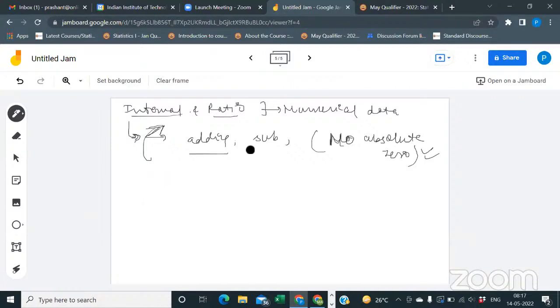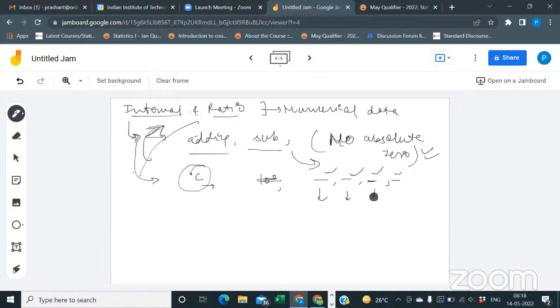So you can add, you can subtract, and there is the property of no absolute zero. And in the interval scale, a general example is degree Celsius, or Fahrenheit. There is a fixed interval, like a difference of 10 degrees Celsius. Suppose you are given 3 to 4 intervals, then the difference between each interval should be fixed. That is the same. And second thing, there is a basic property of no absolute zero.